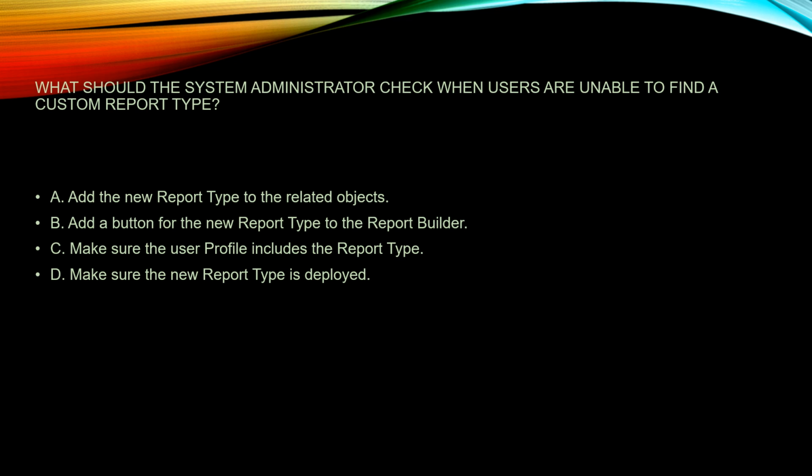So sometimes the easiest answer is the most correct, but let's go through these really fast and see why these are wrong. So add the new report type to the related object. You don't add report types to objects, you add objects to report types, right? And so the next one is add a button for the new report type in the report builder. That doesn't even make sense. I don't know why anyone would think that would be the answer, but it totally isn't. Make sure the user's profile includes the report type. So profiles don't control report types. That's not going to work.